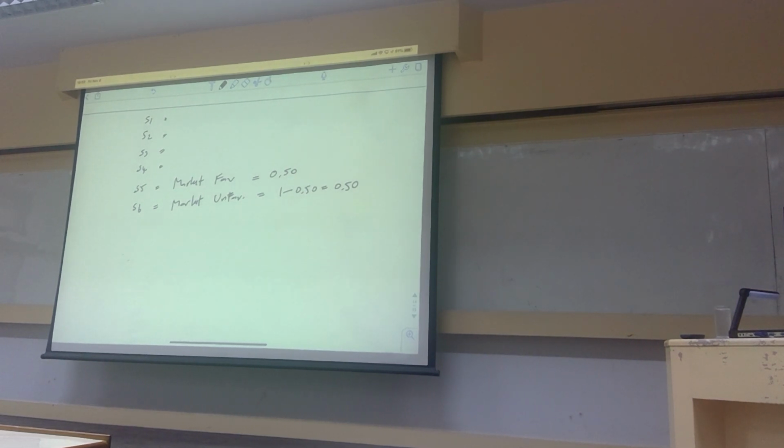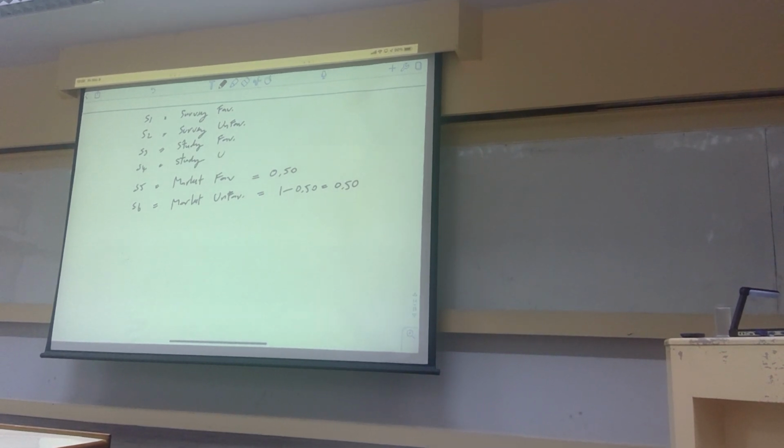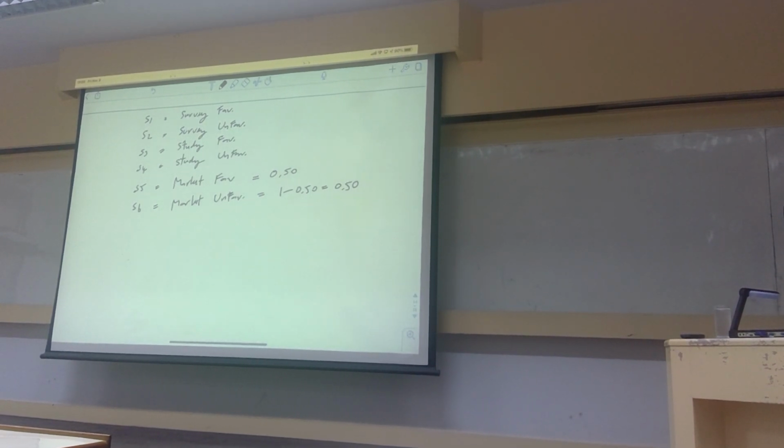And how about S1, S2, S3, and S4? I'm going to use S1 for the market survey favorable, and S2 is survey unfavorable. S3 belongs to the pilot study, favorable, and S4 is pilot study, unfavorable. So this is the notation that I use. But for S5 and S6, the problem tells us already.